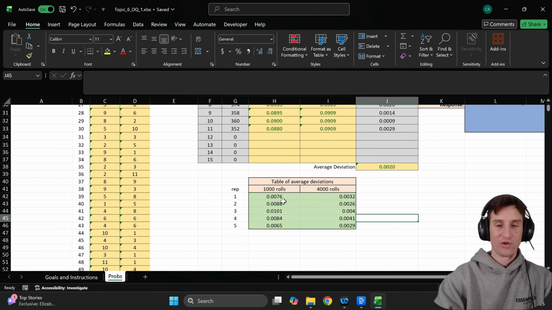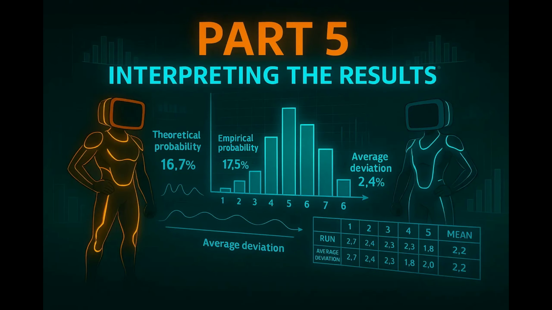The reason we're doing this is because in a second we're going to interpret the results. But notice the table of deviations for 1,000 versus 4,000. I'd look at this for a little bit and make a conclusion as to what you notice. What is happening to our deviation from 1,000 to 4,000? So I will see you in part 5 in a second to interpret.